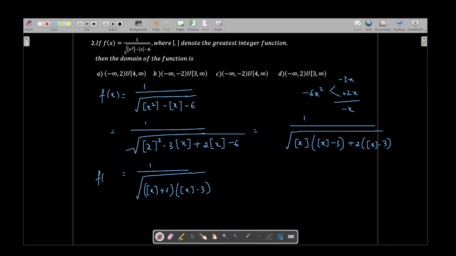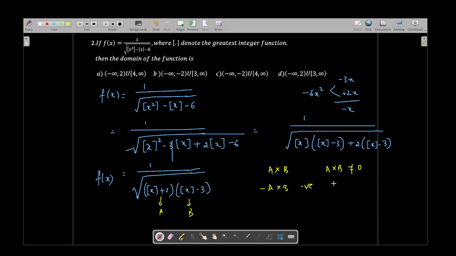So now it's easy to find the domain. We have a square root, so whatever is inside the square root should be greater than 0. It cannot be negative. When we have products, let's take this as a and this as b. If I have a into b, the first condition is that a into b should not be equal to 0, because 1 by 0 will give you undefined values.